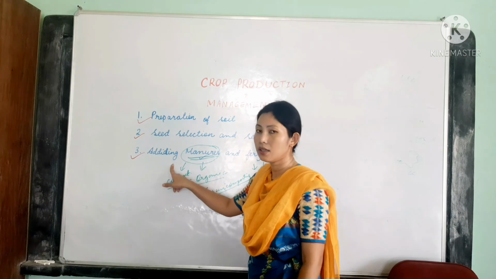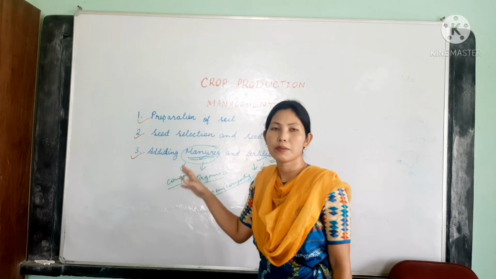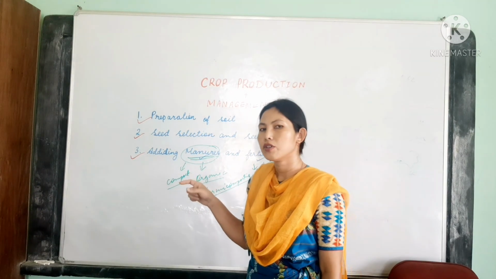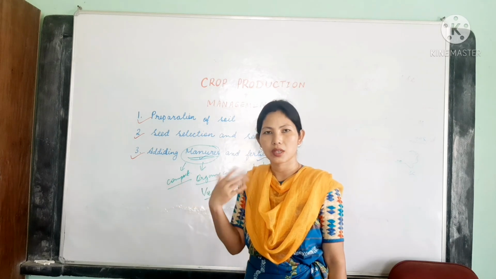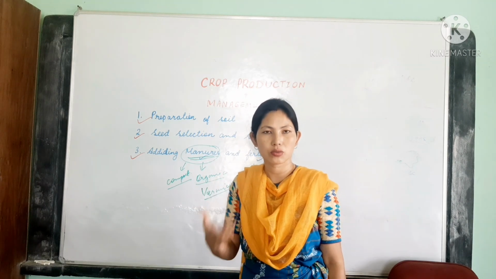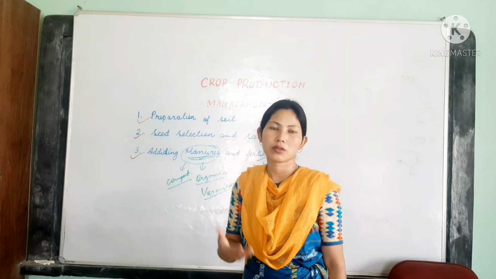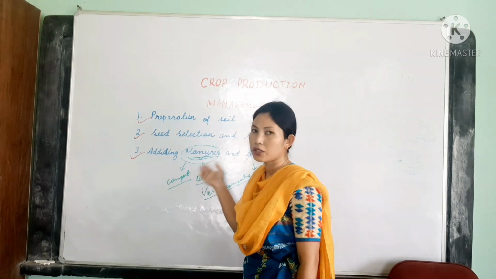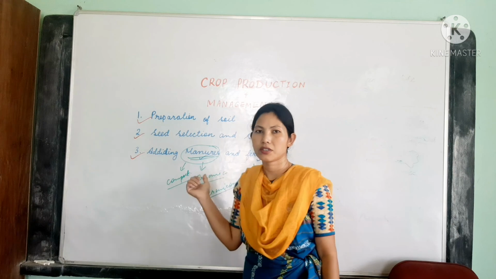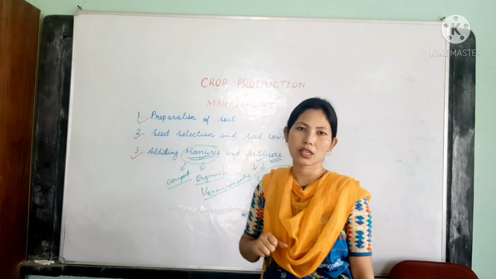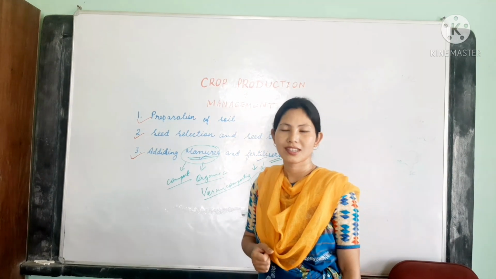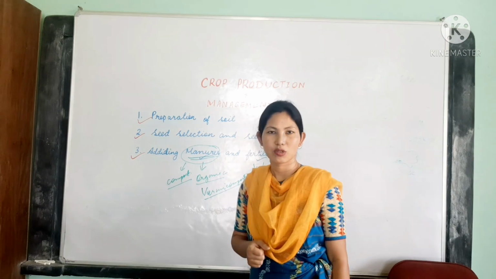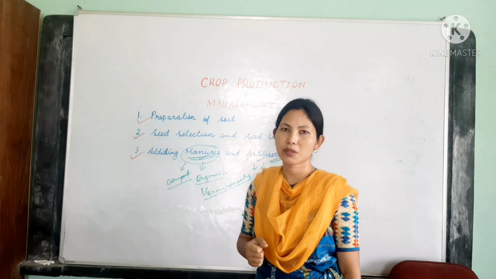Then number three, we discussed the application of manures and fertilizers in the agricultural land or to the crop for better growth and yield. We discussed the advantages as well as disadvantages of manure and fertilizer. So with this I end my explanation here.